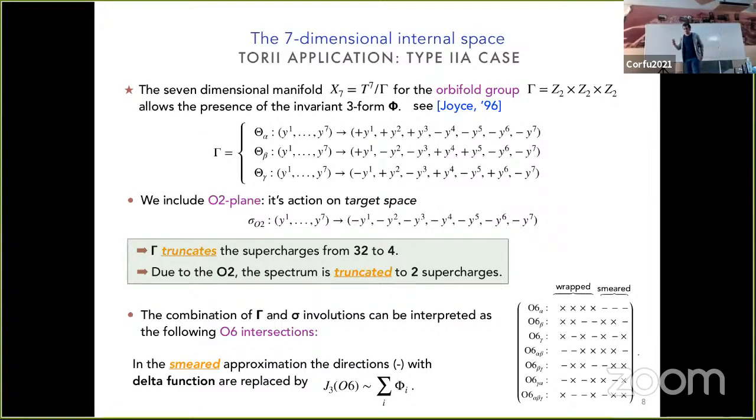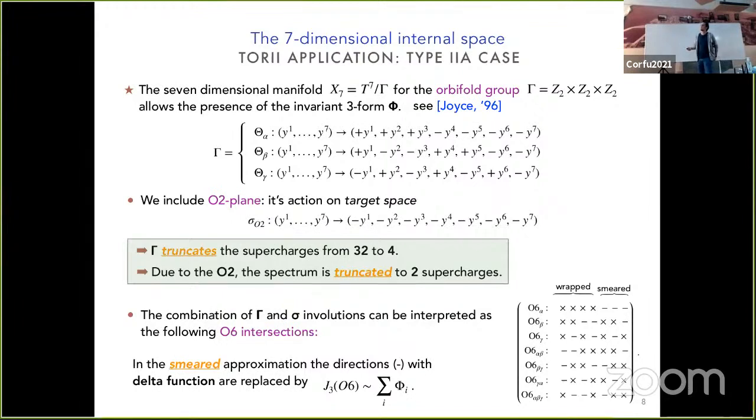As I said, we have a 7-dimensional manifold, and we choose it to be a 7-torus with the following orbifold here. And actually, the fundamental 3-form that we have is invariant under this orbifold. We also want to include the O-planes in our search for vacua. So you can see here the action of the O-planes on the coordinates of the internal space. So what happens with supersymmetry?